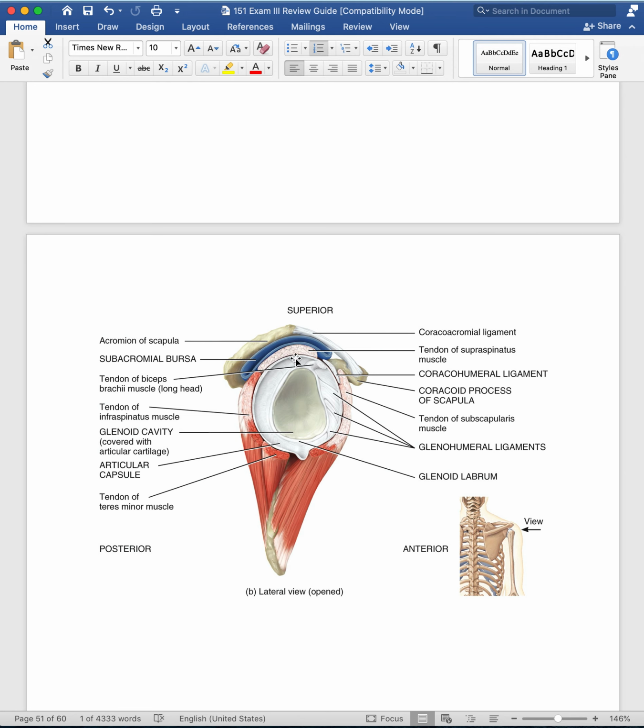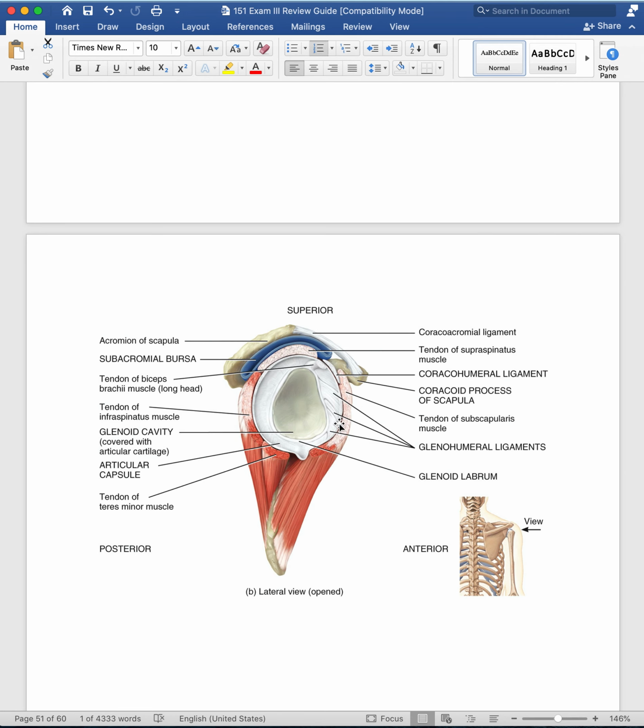All right, this gives us a pretty good view of some other things like the coracoacromial ligament, which is going to connect the acromion of the scapula to the coracoid process of the scapula. So this ligament is going to connect one piece of the bone to the same bone, but in a different region. Then we have the subacromial bursa underneath that, and the tendon of the supraspinatus muscle.